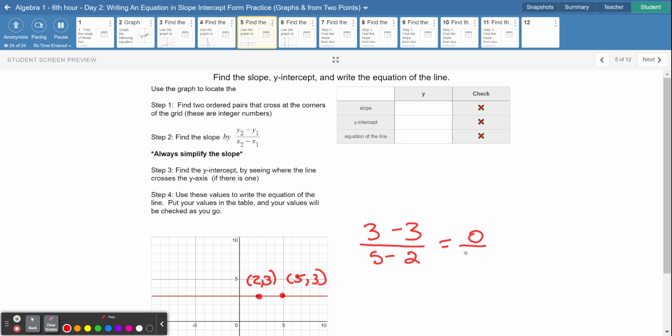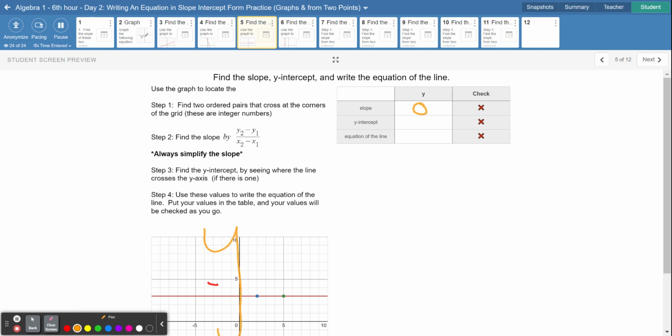will always be 0 because 0 is in the numerator. The reason why, there's no height change. It is just a horizontal line that just goes left and right forever. So the slope is 0. Where does this line cross the y-axis? It crosses at 3. And then if you looked in those notes, it's y equals wherever it crosses. So then it's y equals 3.